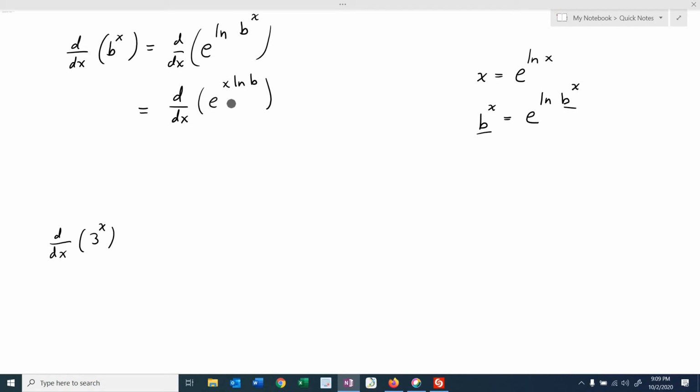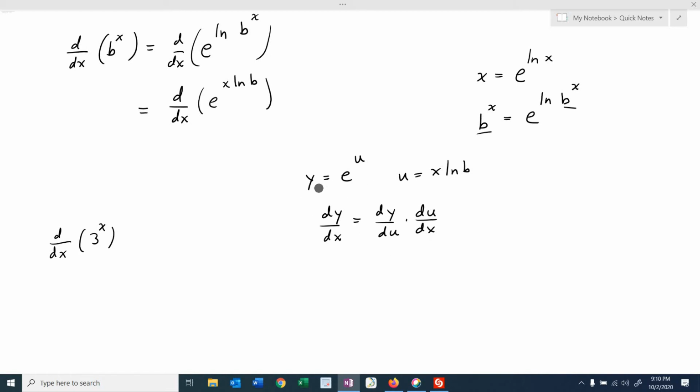So if you want to find the derivative of this, you can view this as e raised to the x times some number. This is really a composition of two functions. The inner function in this case is x times the ln of b. And so that means the outer function would be e raised to the u, since u is x times the ln of b. And then you can use the chain rule to find the derivative. Remember, you have to use the chain rule anytime you take the derivative of a composition of two functions. Okay, so dy dx is equal to dy du times du dx, right, which is what the chain rule says.